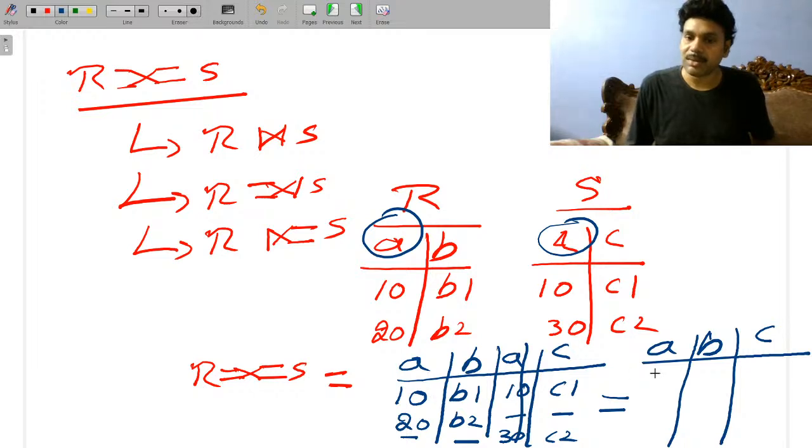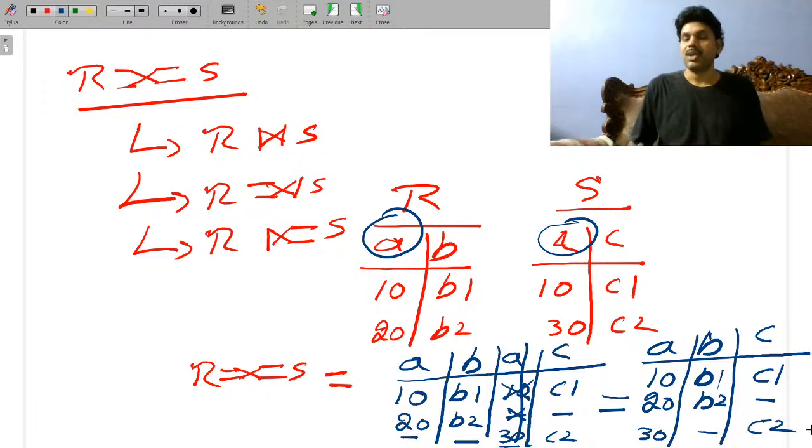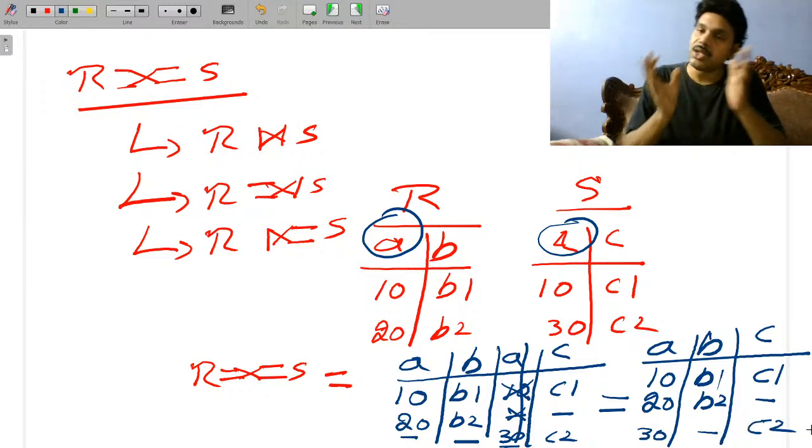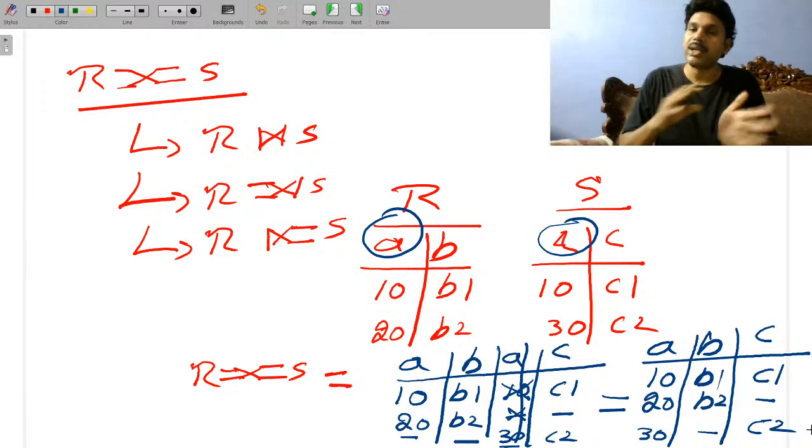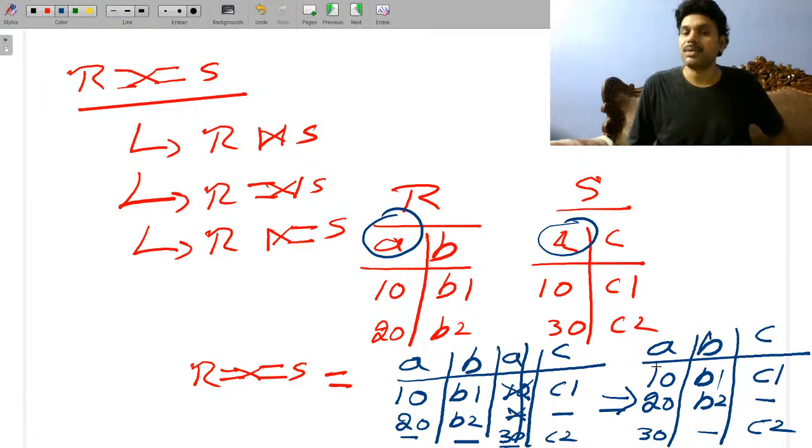Please observe now: 10 B1. This 10 I have eliminated, C1. Next 20 B2 and null. This 10 I eliminated. Next you got 30 and null and C2. So wherever a value is present, that value I just filled in A, and the remaining null value I just eliminated. This is the final output of your full outer join.